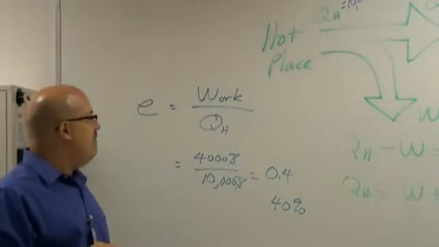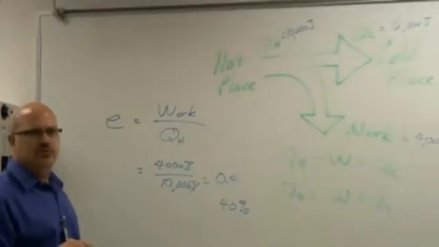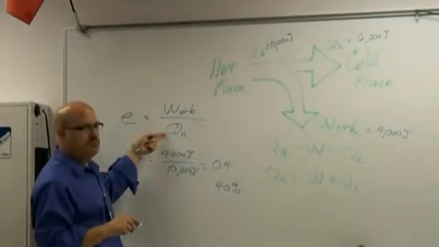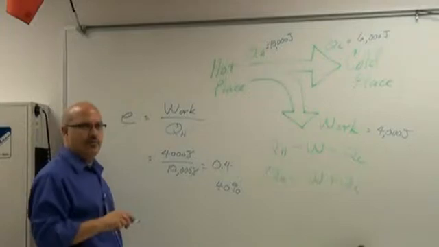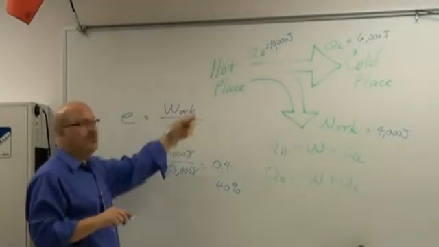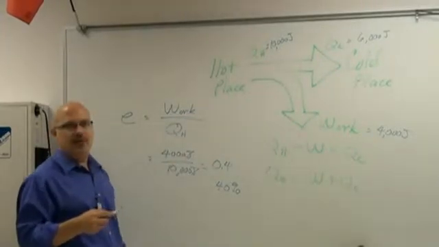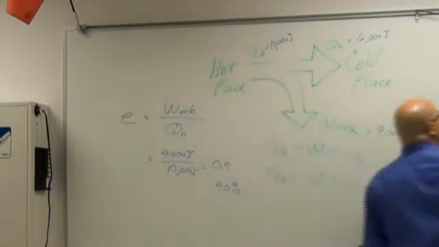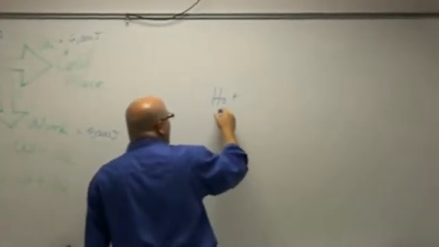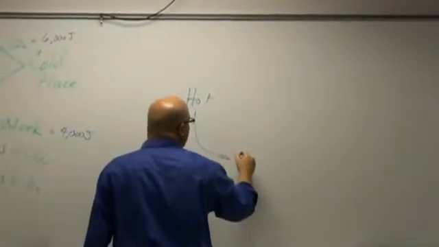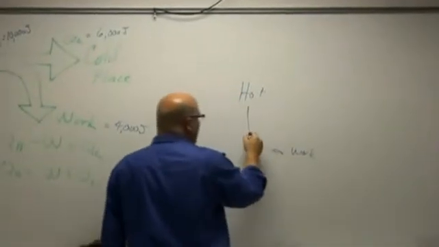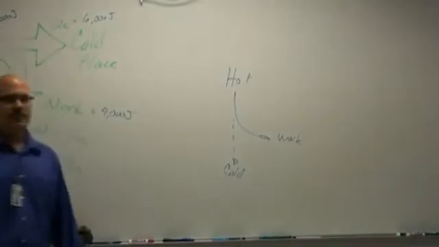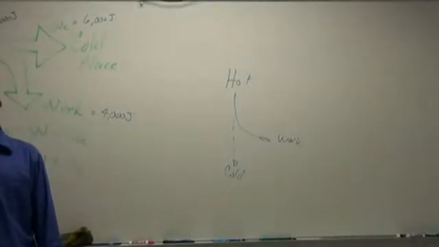Okay? If I want to make this more efficient, what do I need to do? I've got to increase the work. If I want to make it 100% efficient, what do I have to do? I've got to do this. I've got a hot place, I've got heat coming off of it, and all the heat goes into work. And then nothing comes out to the cold place. So then there would be no difference in... That would be 100% efficient.